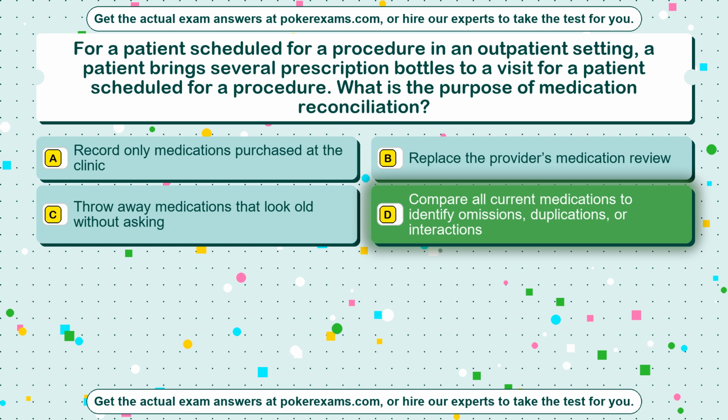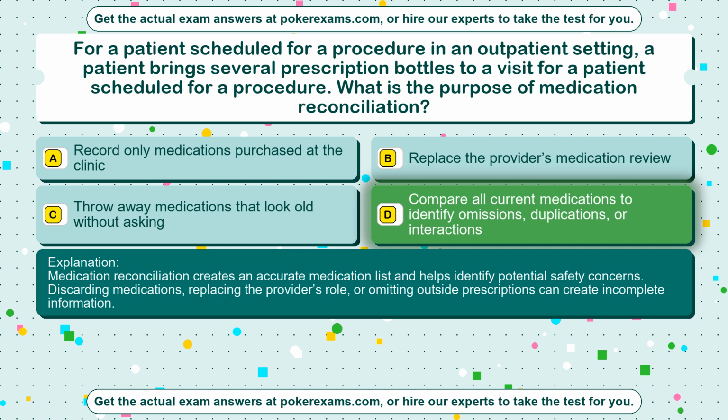The correct answer is option D. Compare all current medications to identify omissions, duplications, or interactions. Medication reconciliation creates an accurate medication list and helps identify potential safety concerns. Discarding medications, replacing the provider's role, or omitting outside prescriptions can create incomplete information.